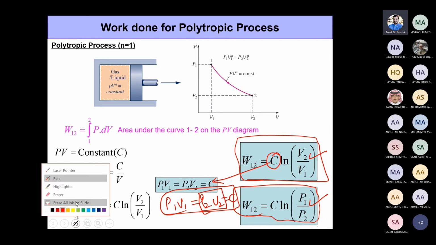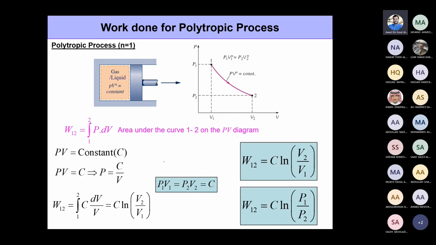Okay, any questions here in this slide or the previous one? No questions, everything clear? Yes. All right, let's then move forward.